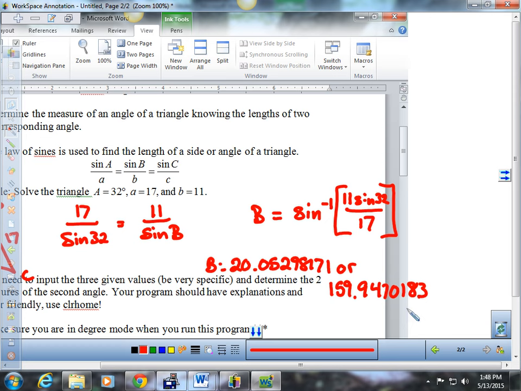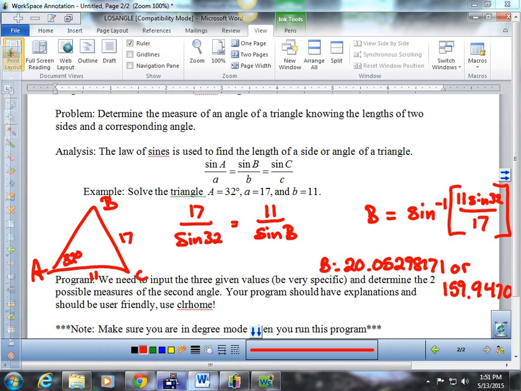My first input is given side or angle, corresponding angle or side, and then the second angle or side. So start with the given of the one thing that you have, and then the corresponding of the given that you had, and then the second angle or side. Okay? Again, this one should spit out two angles for you.